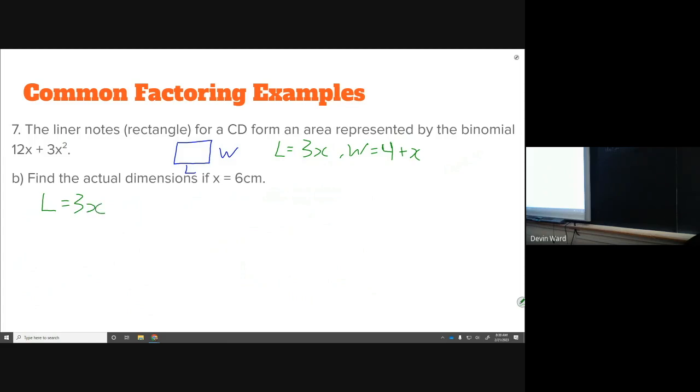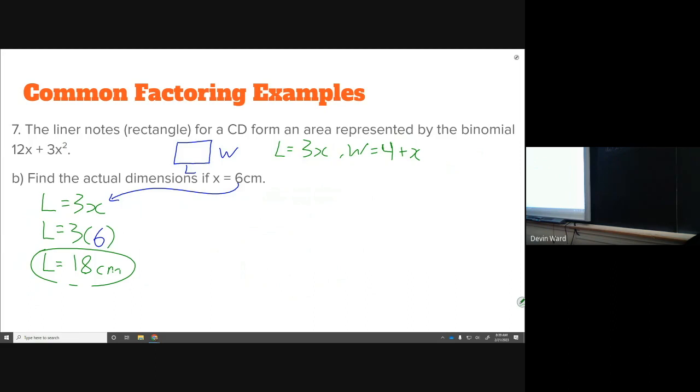So our length equals 3x. So our length equals 3, and then I'm going to sub in 6 for x. So I'll have 3 times 6. What's 3 times 6? 18, perfect. So our length will be 18, and then in centimeters because we have centimeters for the x.